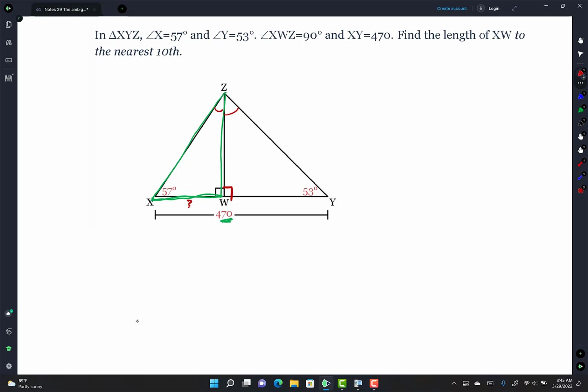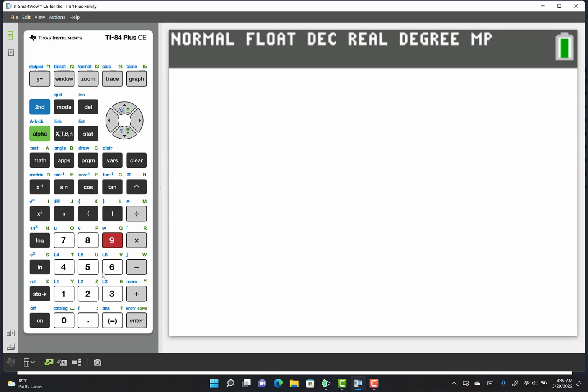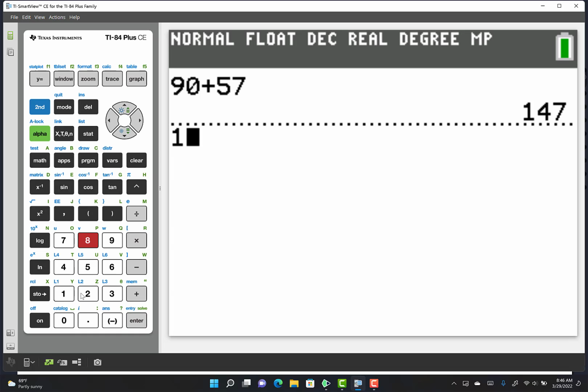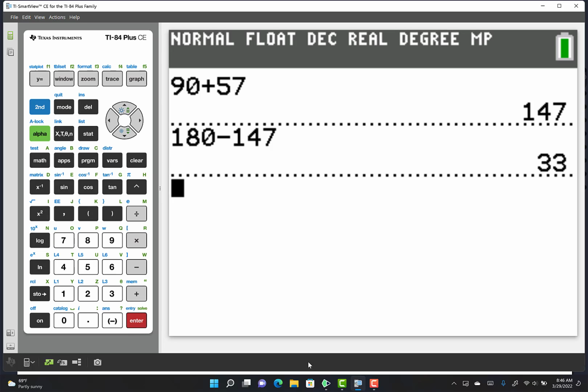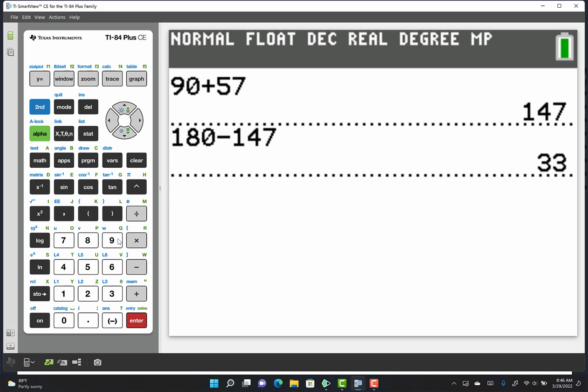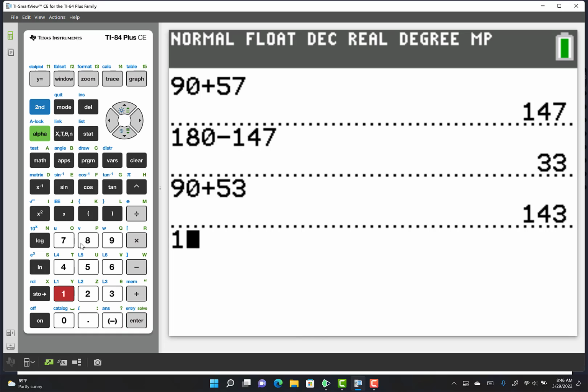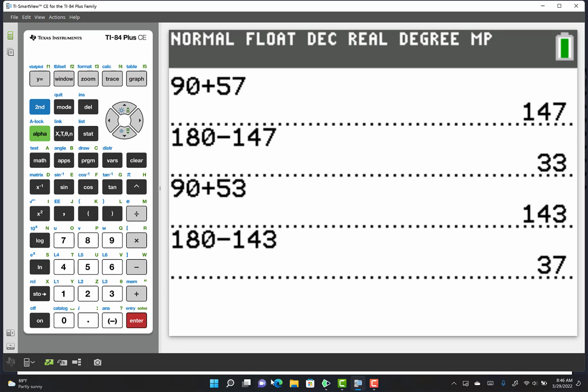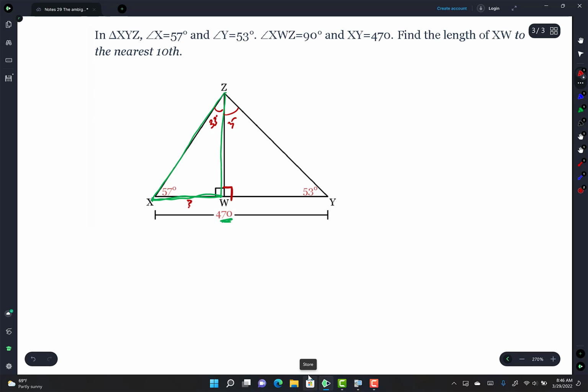So remember, in a triangle, all three angles must add up to 180. So go 90 plus 57, and then subtract that from 180. 180 minus 147, and we get 33 degrees. So this guy right here is 33. And I need the other one now. So 90 plus 53, and we get 143. And then subtract that from 180, and 37 degrees. You probably didn't need a calculator if you thought about it.